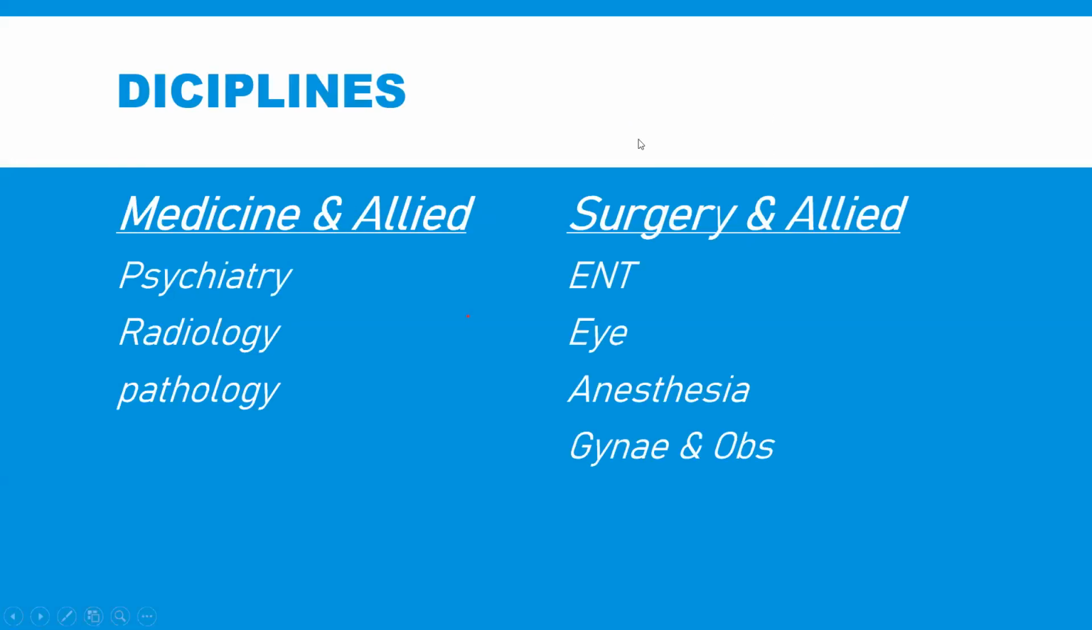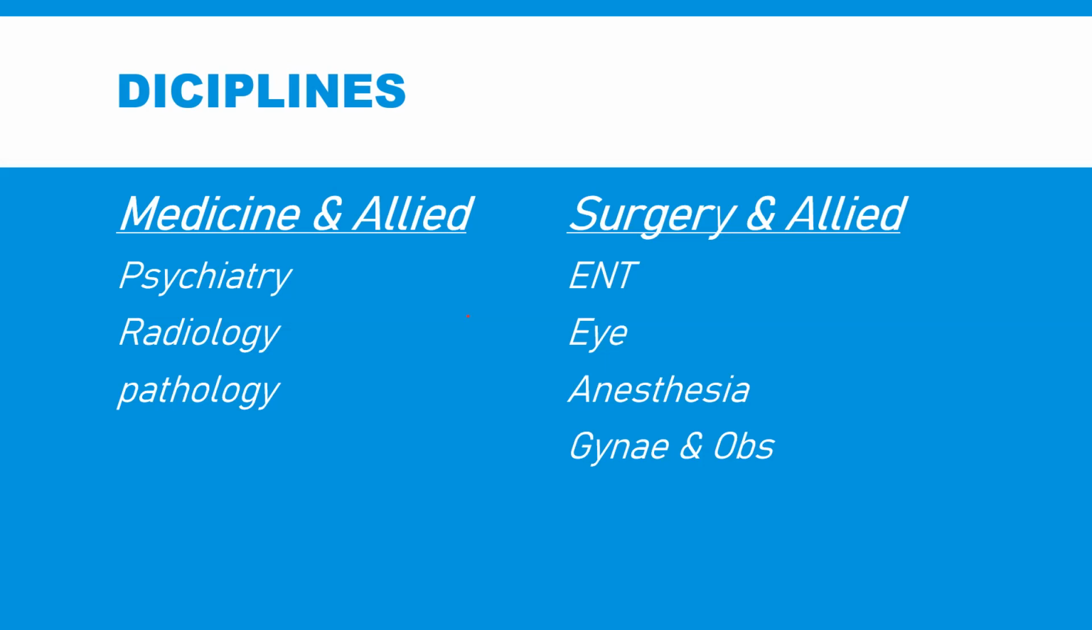This is one of the most important things, which I personally didn't know. After joining my residency, I realized it is really important to understand these subgroups of medicine and allied specialty. We have different disciplines. You can apply in medicine and allied, you can apply in surgery and allied, but other than these, if you are looking for psychiatry, it has a different exam. If you are looking for radiology and pathology, you will have to prepare in a different fashion. So these are the available options for you.